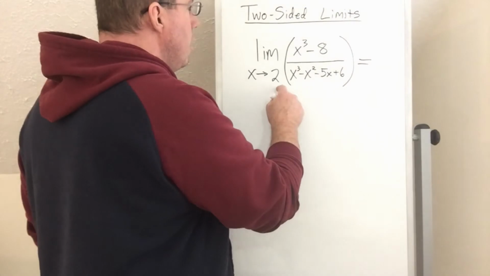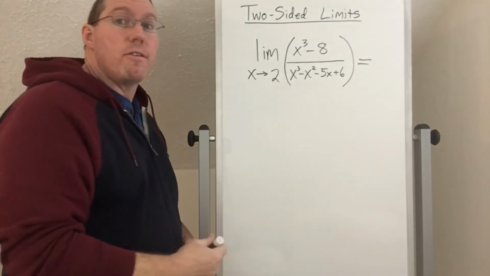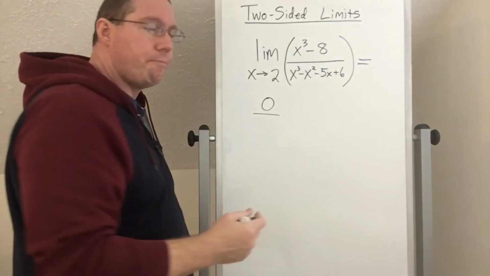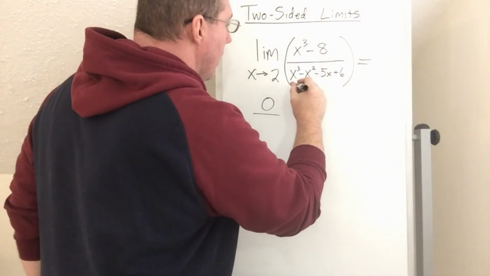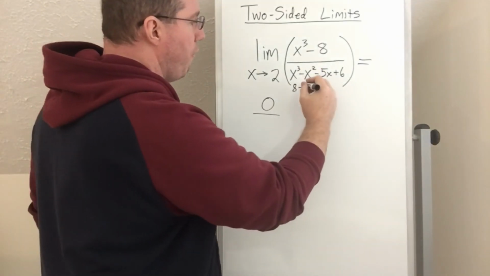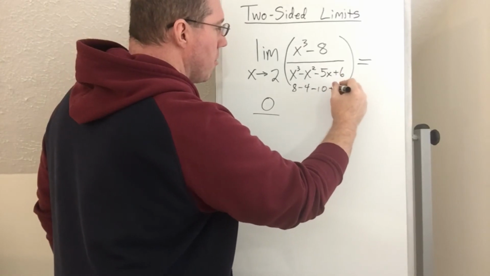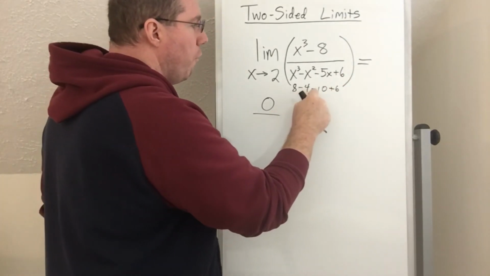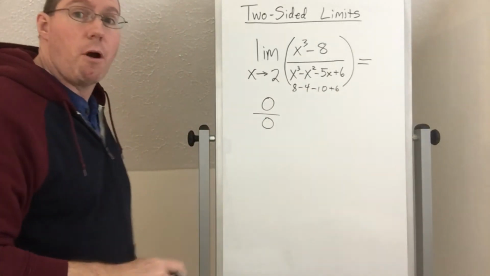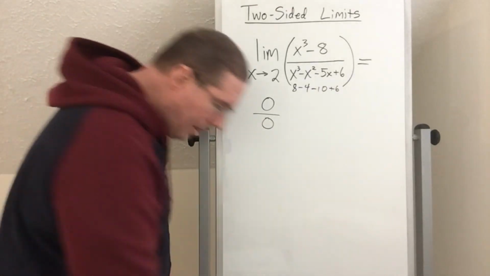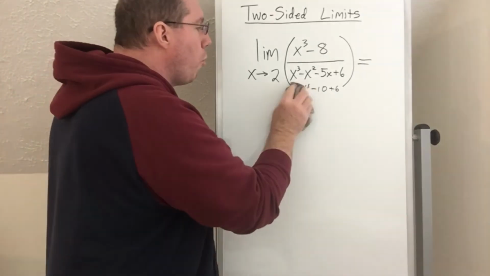So let's go ahead and put 2 in. So 2 to the third power, 2 times 2 times 2, that's 8. 8 minus 8, that's 0. Okay, well, we got a 0 in the numerator. So now let's put the 2 in the denominator. 2 to the third power, that's 8 again, minus 2 squared, that's 4, minus 5 times 2, that's 10, and then plus 6, okay? 8 minus 4, that's 4. 4 minus 10, that's -6, and -6 plus 6 is 0. And therefore, we have 0 over 0. That's not a real answer. That's what we call an indeterminate form. And what that means is that we have more work to do.